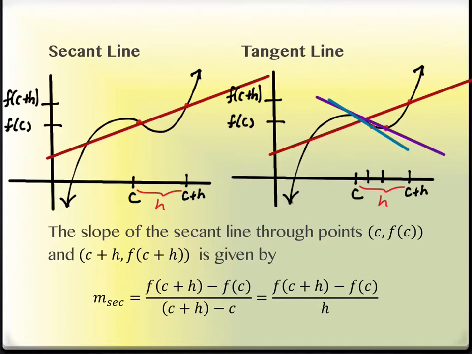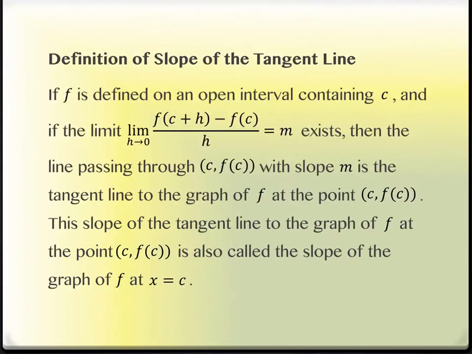So this idea of making the h value get infinitely small is exactly what we need in order to define the slope of a tangent line. So the slope of the tangent line: if f is defined on an open interval containing c, and if the limit as h approaches 0 of f of c plus h minus f of c, over h, equals m exists. So this should look familiar. I didn't have a box.